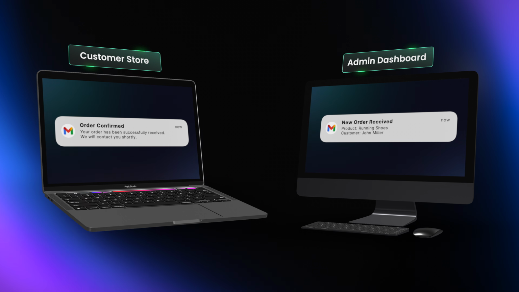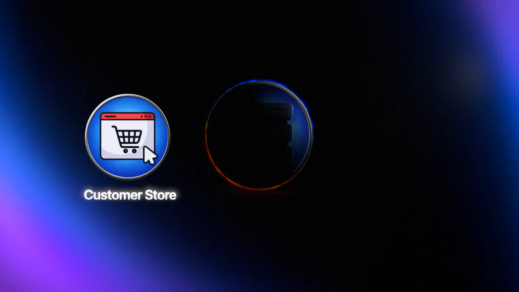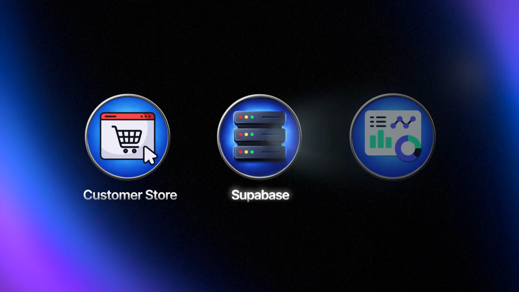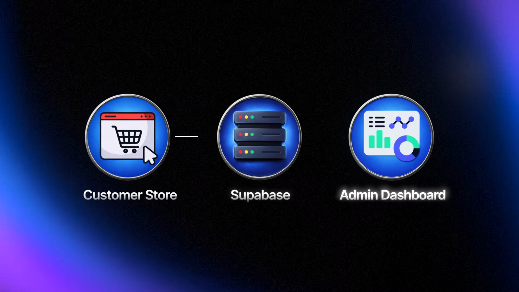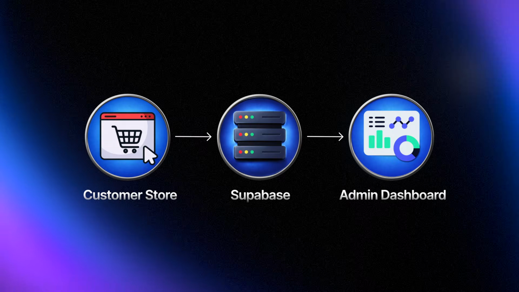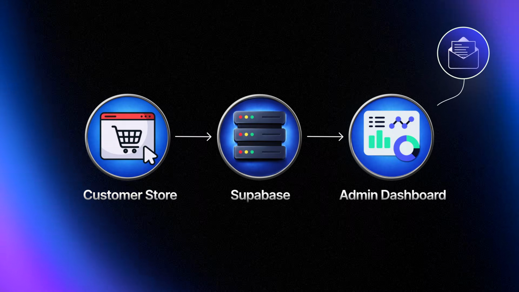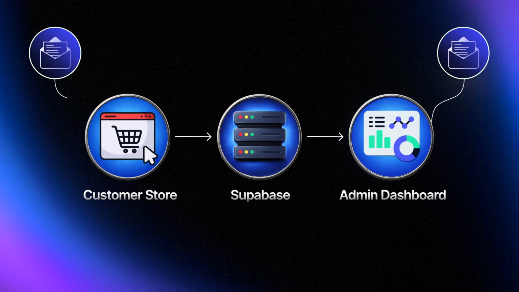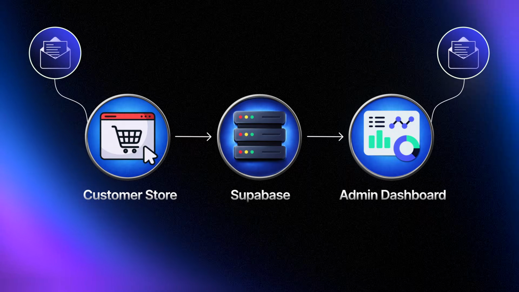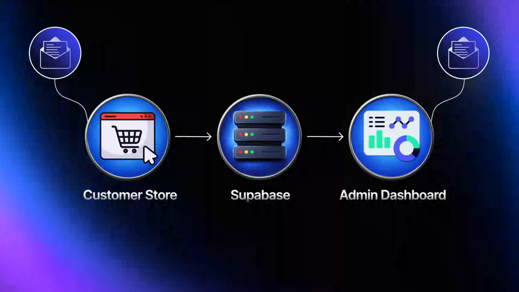Now every new order can instantly send an email to the store owner and even a confirmation email to the customer. Before we start, let me quickly show you how the final system works. A customer places an order on the storefront. The order is saved in Supabase and appears in the admin dashboard like before. But now, the store owner also receives an email instantly with the order details. And if the customer entered an email address, they receive a confirmation email automatically. So the whole system becomes much more practical.